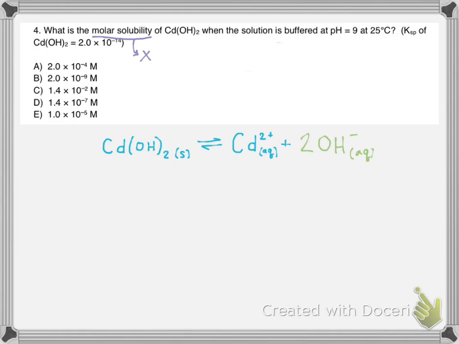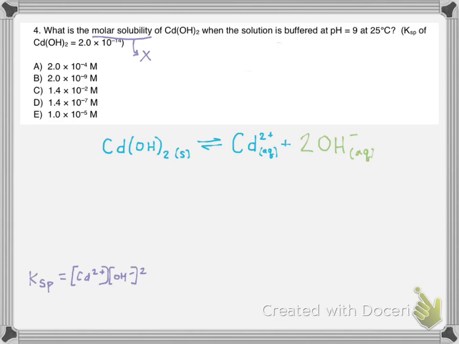Okay, and they give us the KSP. We can go ahead and write an expression for the KSP. And so we're just going to write this like any KEQ expression, where we'll have aqueous and gaseous components included, and so we'll only have our products. We'll have Cd2+ times OH- squared.